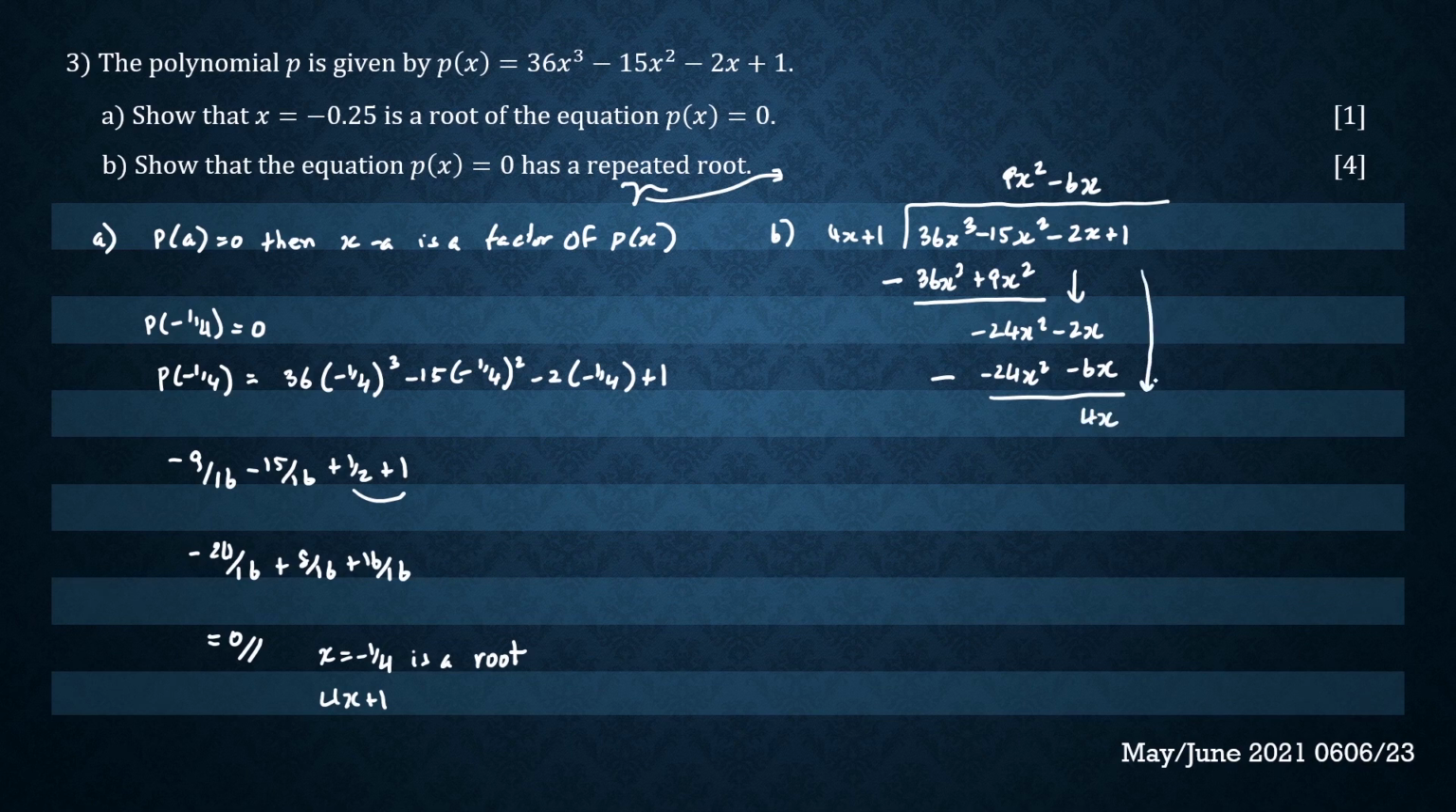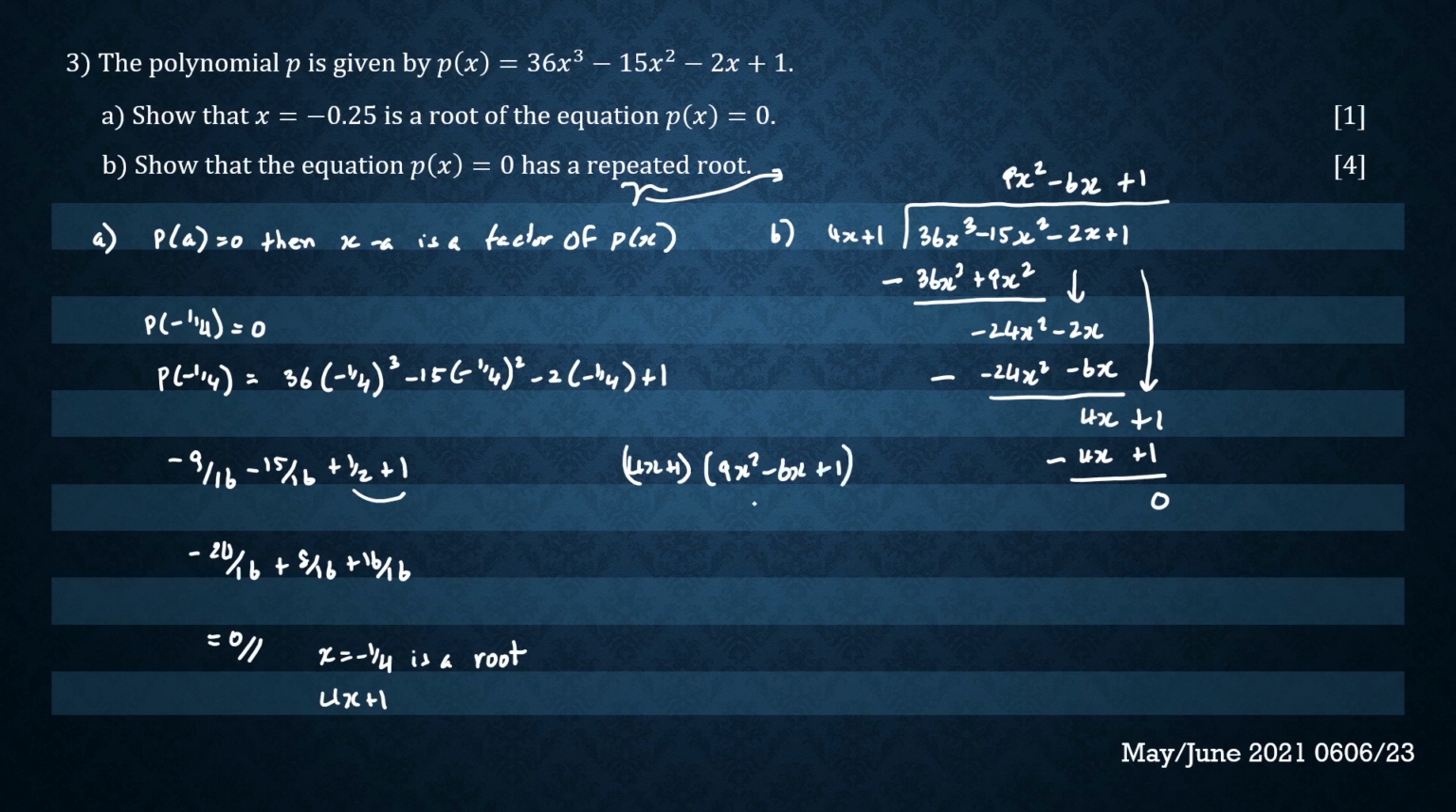And drop down the 1. So the last term of our quotient will be 1. 1 times 4x is 4x. 1 times 1 is 1. And subtract, we'll get 0 for the remainder as we expected. So our polynomial can be written as (4x + 1)(9x² - 6x + 1).